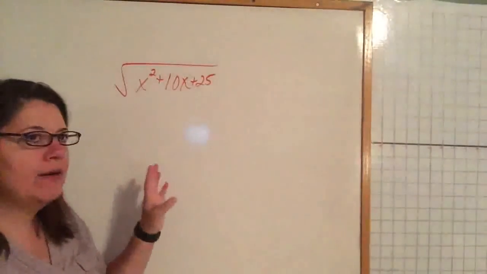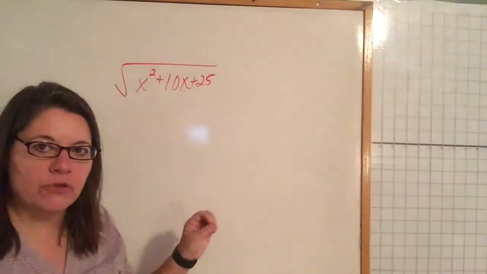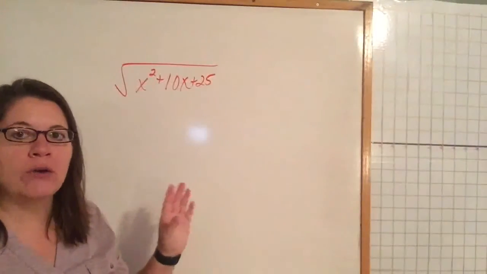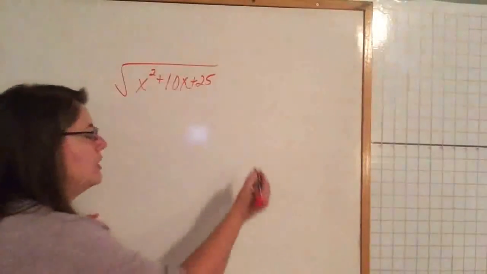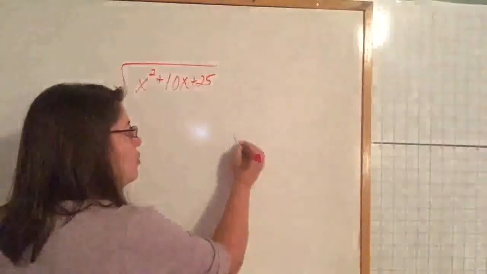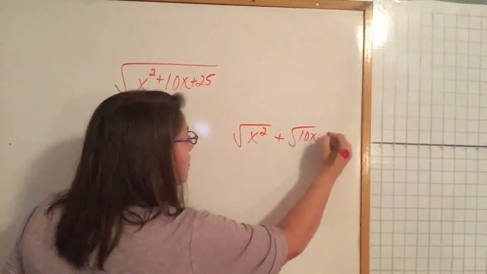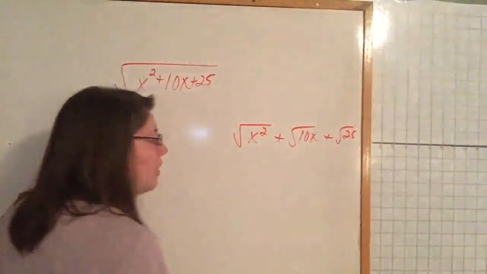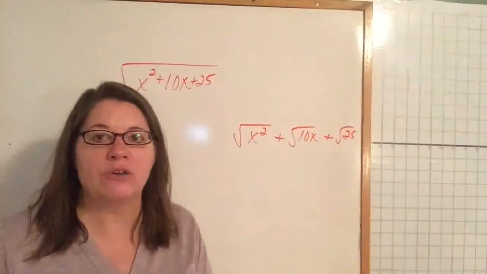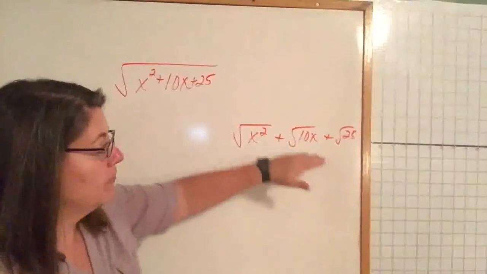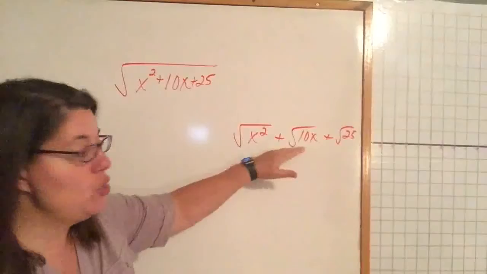Remember, if you have polynomials underneath a radical, you are not allowed to do this. Don't write this down. This is wrong. You are not allowed to do this. The square root of x squared plus 10x plus 25 does not equal the square root of x squared plus the square root of 10x plus the square root of 25. That is completely wrong. There is no rule that says we're allowed to separate things out from radicals that have been added together. You can't do this.